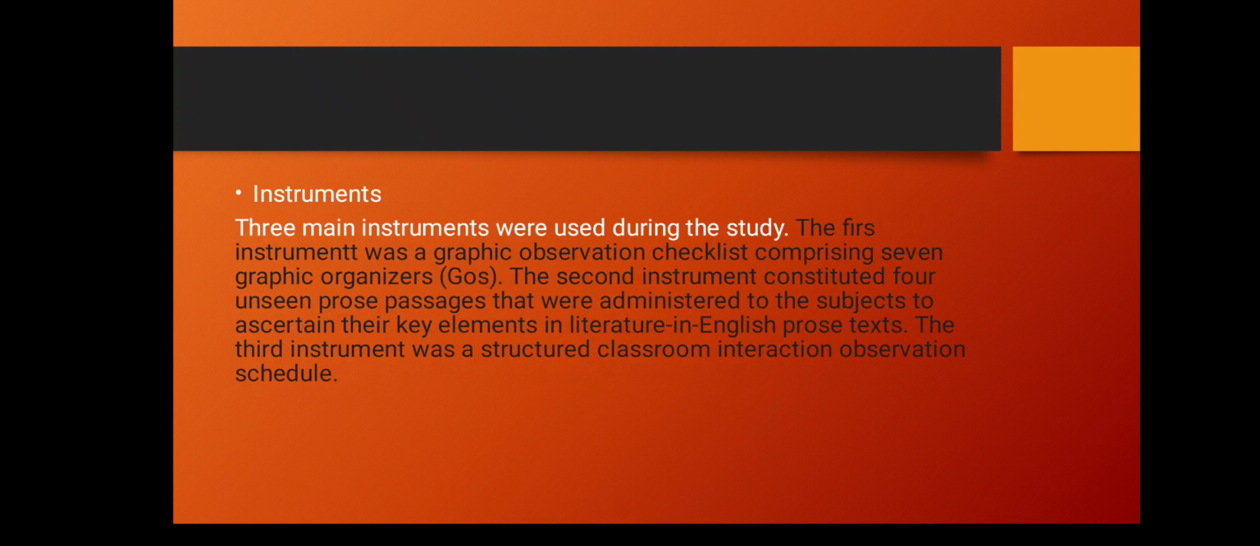Instruments. 3 main instruments were used during the study. The first instrument was a graphic observation checklist comprising 7 graphic organizers. The second instrument constituted 4 unseen prose passages that were administered to the subjects to ascertain their key elements in literature and English prose text. The third instrument was a structured classroom interaction observation schedule.